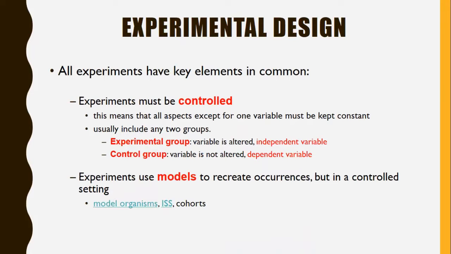So in experiments, they use models to recreate occurrences, but in a controlled setting. What that means is that when you design an experiment, you only want to change one thing, because that's going to make our results more detailed and more accurate. If we change a bunch of other stuff, we're not going to know what is contributing to the results that we're getting. There are too many factors. So to make results as clear, coherent and precise as possible, we want to only change one thing, and we want to keep every little thing the exact same.